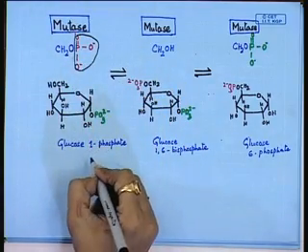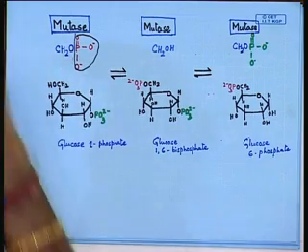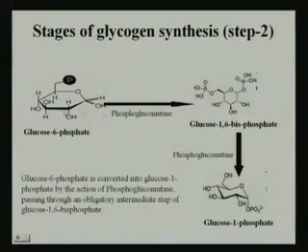Now, glucose 6-phosphate, with the donation of this phosphate group from this particular mutase enzyme, is becoming glucose 1,6-bisphosphate. That means the one position and the six position are phosphorylated. This product is very unstable, and this enzyme once again takes back the phosphate from the sixth position, and it produces glucose 1-phosphate.